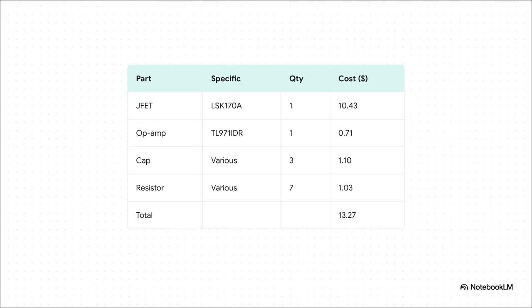We pulled real-world quotes from major component suppliers to put together our complete bill of materials. Looking at the breakdown, the biggest expense by far is that highly specialized LSK170A JFET MOSFET, coming in at just over $10. But looking at the whole picture, this proves that premium, low-noise signal conditioning is totally achievable for a highly economical $13.27. I mean, that is an incredibly cost-effective piece of hardware.